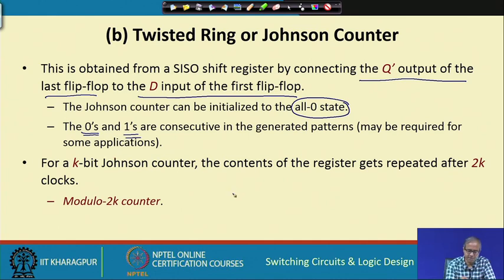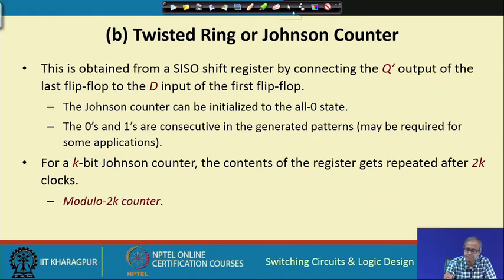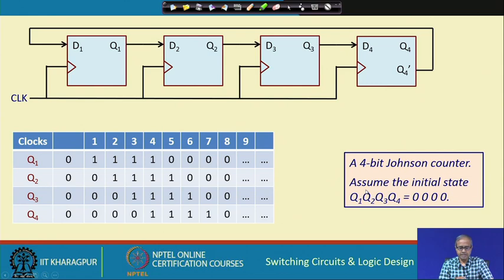And another feature is that a k bit Johnson counter counts modulo 2k. For example, a 4 bit Johnson counter will generate 8 unique patterns before repeating, twice of k. I will be illustrating this with an example. Let us take a 4 bit Johnson counter as I have shown here.